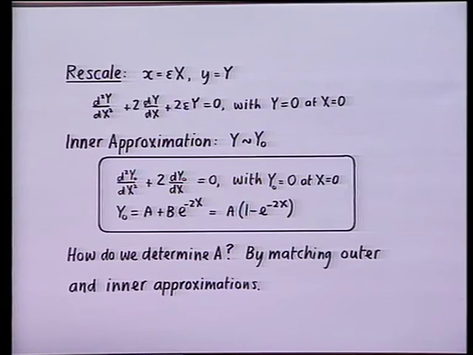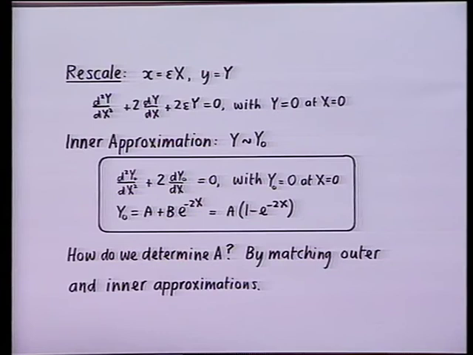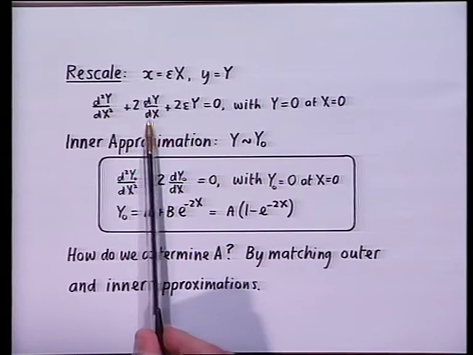What it comes to is this. If epsilon is 100th, I'm going to stretch in the x direction by a factor of 100. If epsilon is 1,000,000th, I'm going to stretch by a factor of 1,000,000. In terms of these variables, the equation has a different look about it. That is, in fact, exactly the same equation as the one we started with, except it's rewritten in terms of the variables capital Y and capital X. And what we see now is that in this region, that is a negligible term, and these two balance.